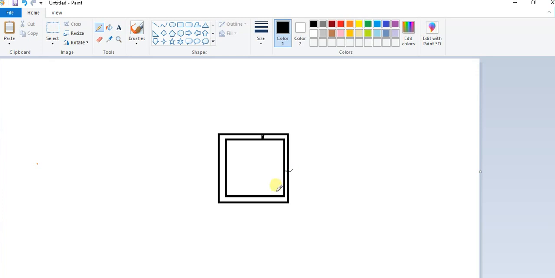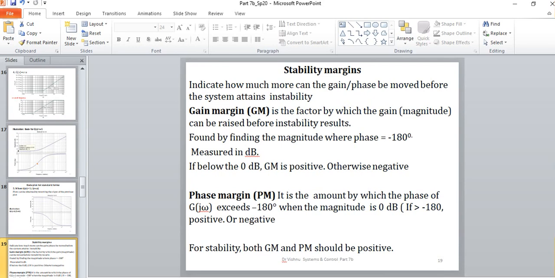Now how does it apply to our case? Suppose we have a system, and that system we want to make sure that it is stable. By stability margins, what we mean is we can find how much gain and phase you can still move before the system attains instability. That means how much more gain or phase you can add before you reach instability. We can take a correlation from root locus. In root locus we said that there is a particular value of gain which will make the system unstable. Now that is the value of k which will make you unstable. Now if you want to know where you are, how safe you are, how much is your safety, then these stability margins will help you find it.